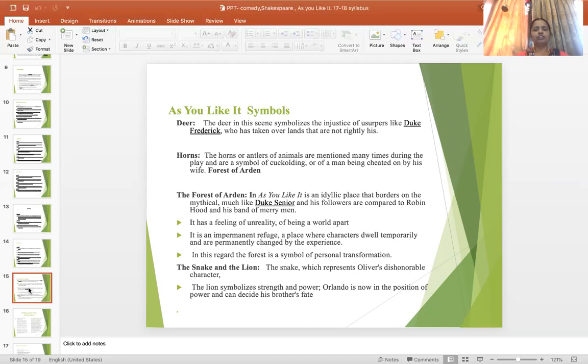Horns, or the antlers of animals, are mentioned many times during the play, and are a symbol of cuckolding, or of a man being cheated on by his wife. And the Forest of Arden is another symbol in As You Like It. It is an idyllic place that borders on the mythical, much like Duke Senior and his followers, who are compared to Robin Hood and his band of merry men.